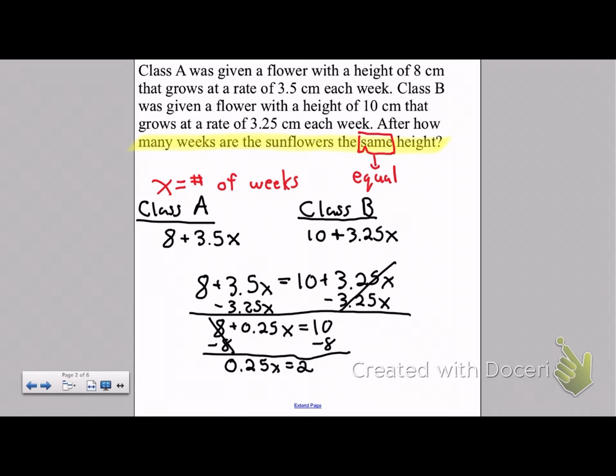Since this is 0.25 times x, I'm going to do the opposite, and I'm going to divide by 0.25. 0.25 divided by 0.25 cancels out and becomes 1. So I just have x equals 2 divided by 0.25, which is 8. So it would take 8 weeks for the two flowers to be the same height.